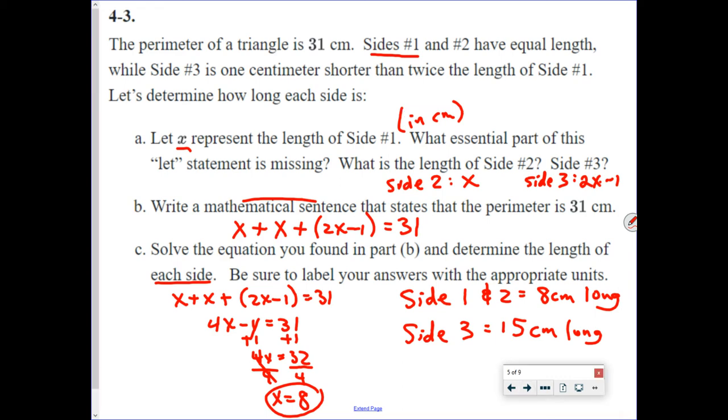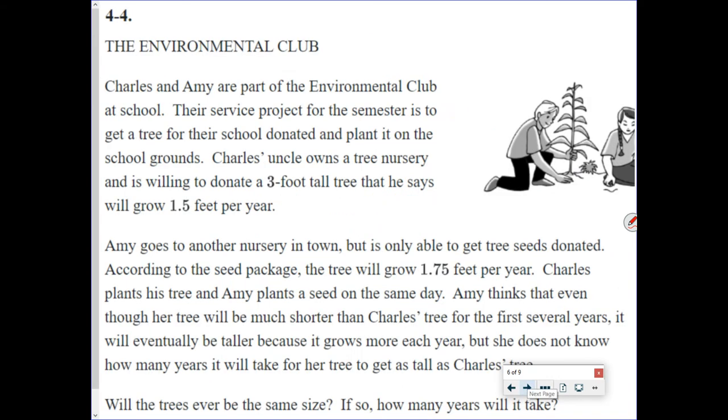Okay, good. Last but not least, problem 4.4. The environmental club. Charles and Amy are part of the environmental club at school. Their service project for this semester is to get a tree for their school donated and planted on the school grounds. Charles' uncle owns a tree nursery and is willing to donate a 3-foot-tall tree that he says will grow 1.5 feet per year. Amy goes to another nursery in town, but is only able to get tree seeds donated. According to the seed package, the tree will grow 1 7/500 feet per year.